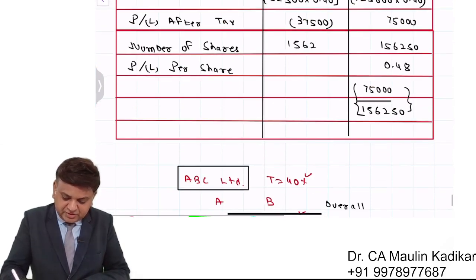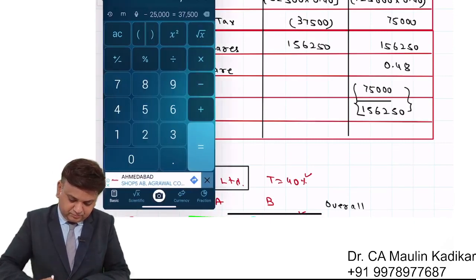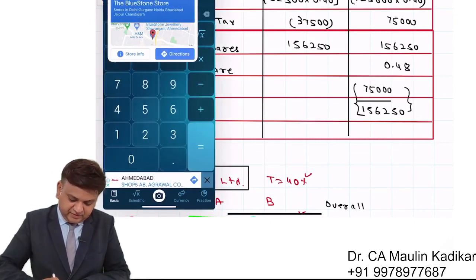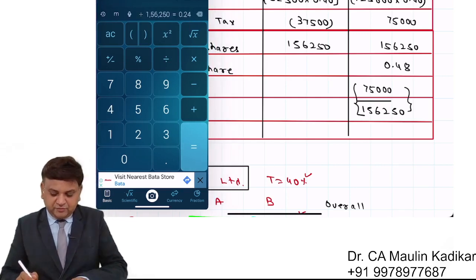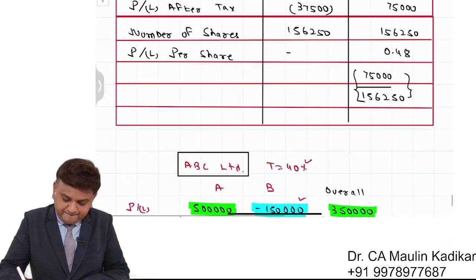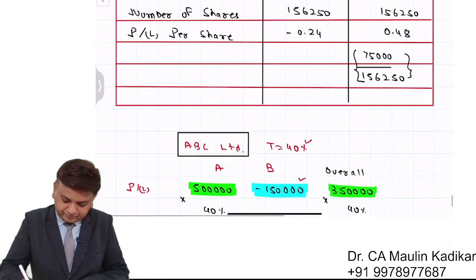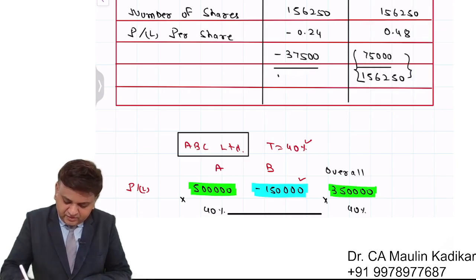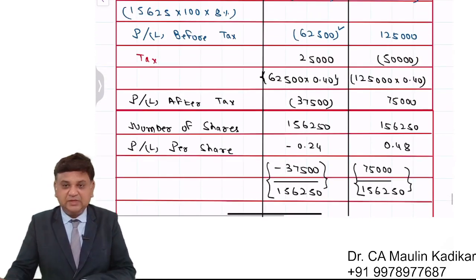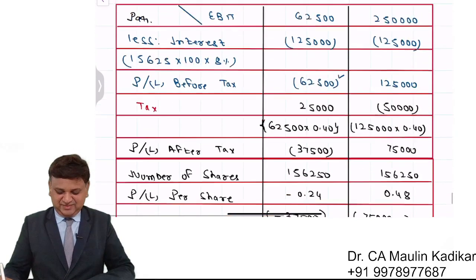Same number of equity shares, 37,500 divided by 1,56,250, it is a loss of 24 paise. This is the way we calculate the answer.